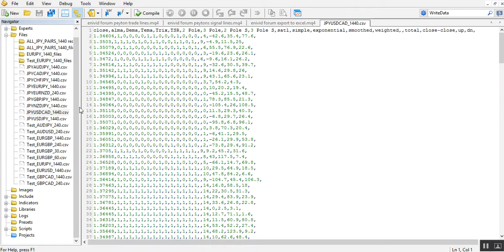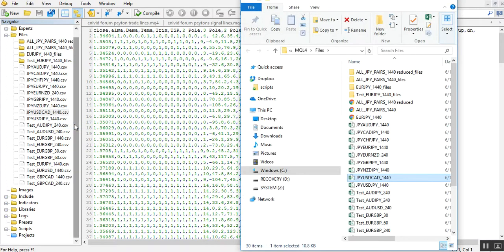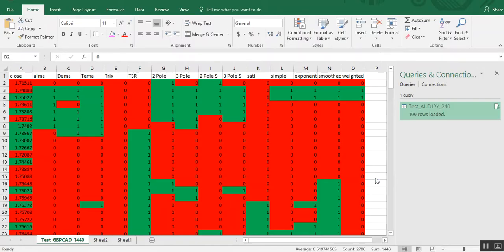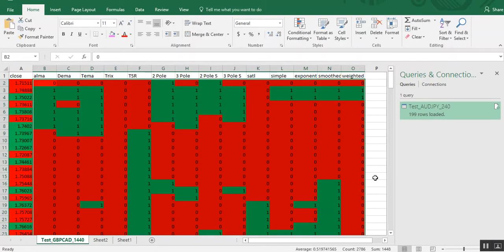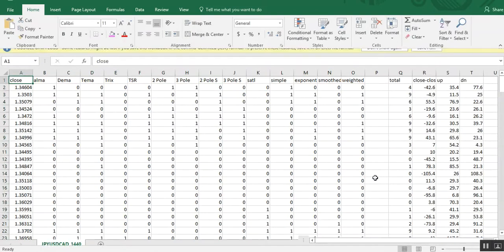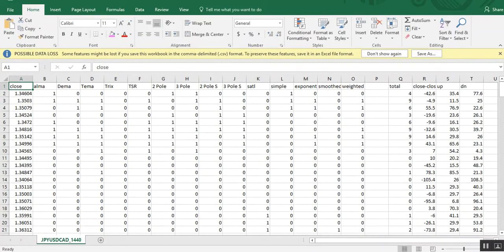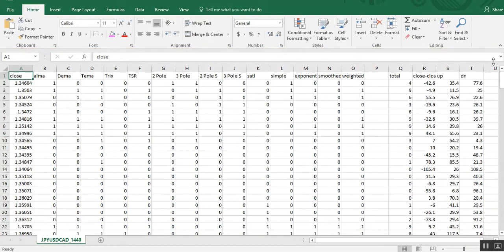Here it is, and it's going to highlight the one that we right clicked on. So then you can double click on it, and it will pull them up like this. And so here you go. ALMA must have been going up on the CAD. DEMA was going down, TEMA was going down, TRIX down, all like that. So you can see every single indicator for last bar, the ones we had in there anyway.